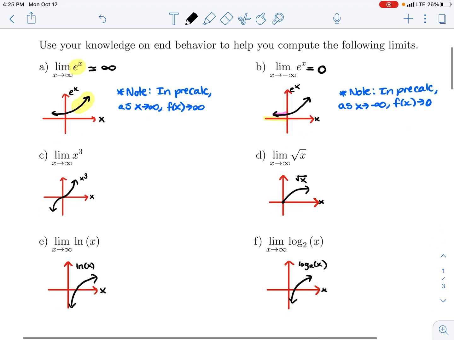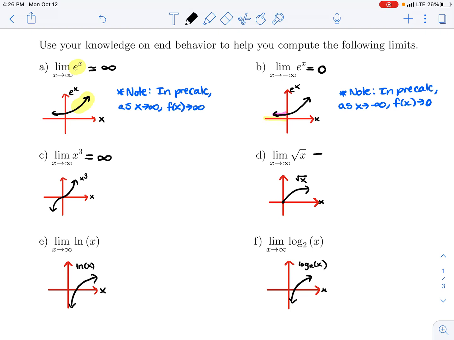Okay, so moving on to part C, we would say that as my x values get bigger, or in other words, as my x values approach infinity, we would say that x cubed is also getting bigger, right, and is also approaching infinity. And so when I want to say what's the limit as x approaches infinity of x cubed, I would say that that's also equal to infinity.